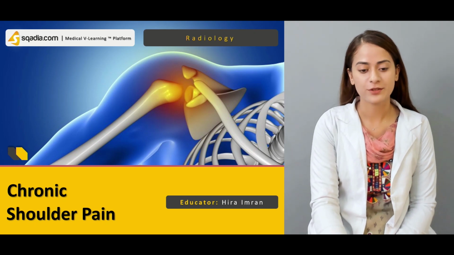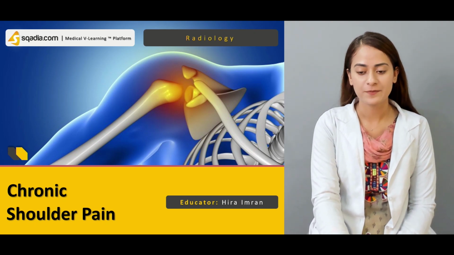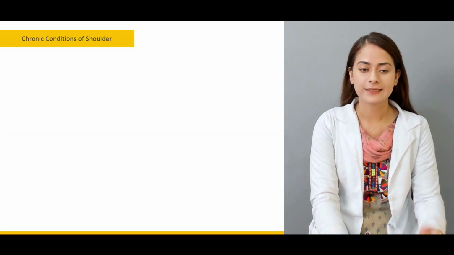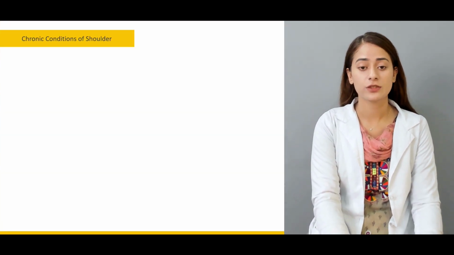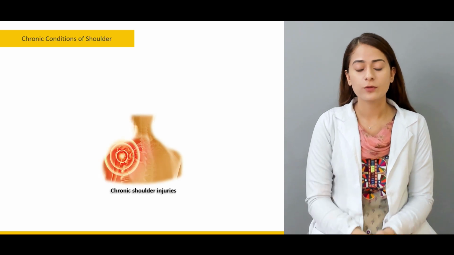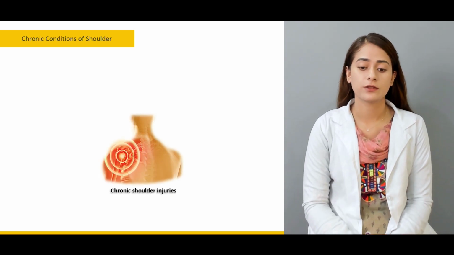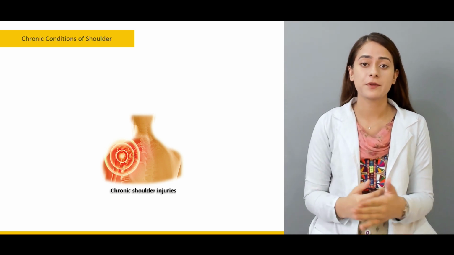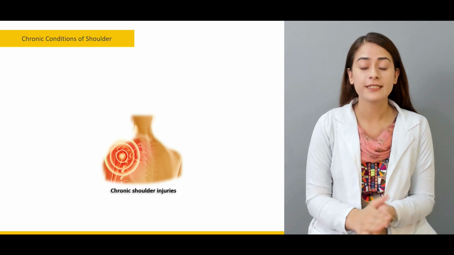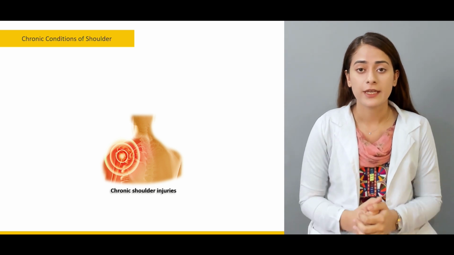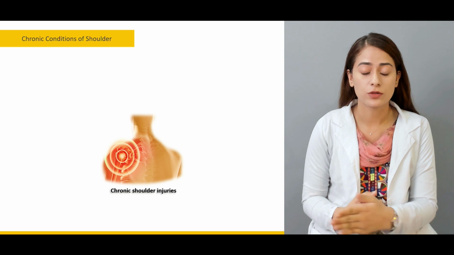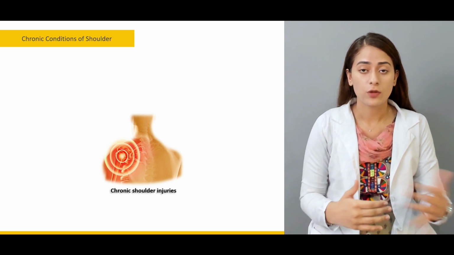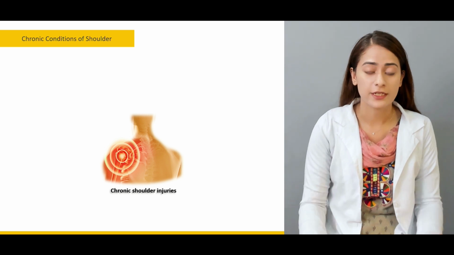So today we are talking about chronic shoulder pain, and we will start the lecture with the basics. So, chronic conditions of the shoulder. The first thing to note is to know what chronic means. Acute is something that happens suddenly, and chronic is something that is progressive, is happening for a long duration of time, is with you for a very long period of time, and is progressing in nature.